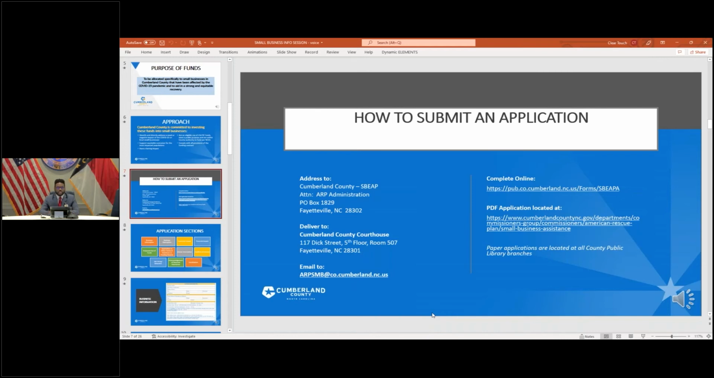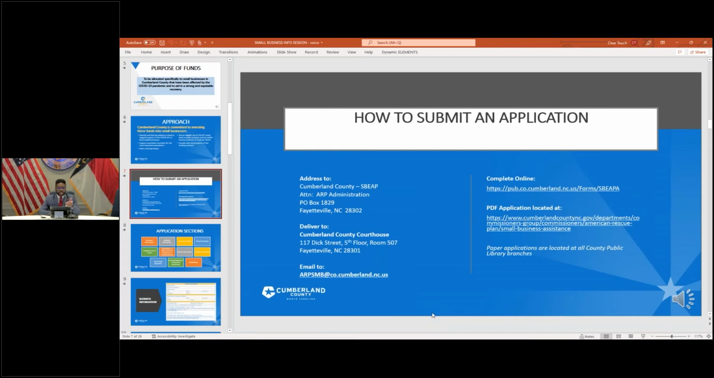There are multiple ways. We try to make this application as accessible as we can. So if you are a paper person and you want the paper application in hand, you can go to any of our 7 library branches across the county and pick up a paper application there.